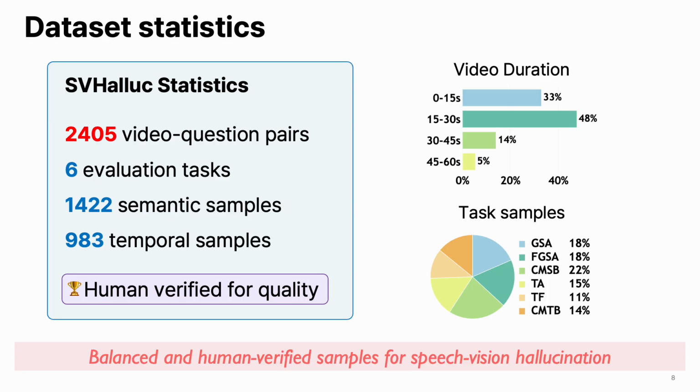SVHalluc contains 2,405 video question pairs across 6 evaluation tasks. All samples are human verified for quality. This gives us a balanced and reliable testbed for studying the speech-induced hallucination in audiovisual large language models.